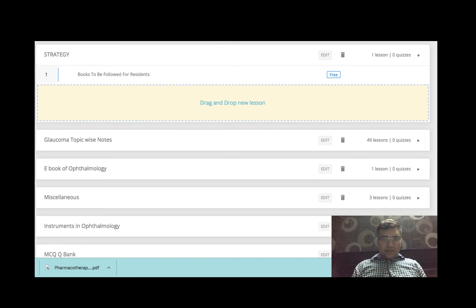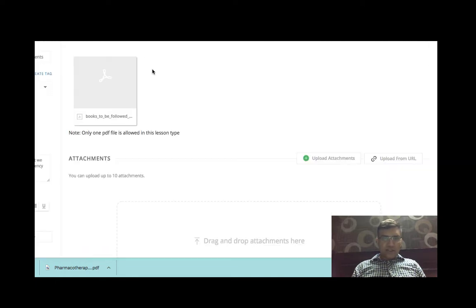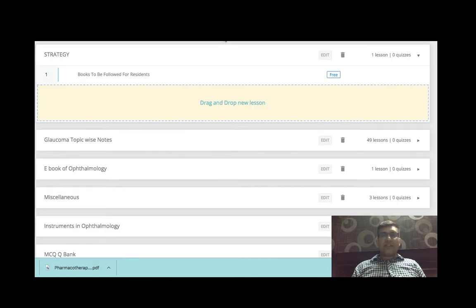So the thing is, we have a lot of things for the residents. So the first section is books to be followed for the residents. It is free for all, and you can basically see all the things which are recommended by your seniors.